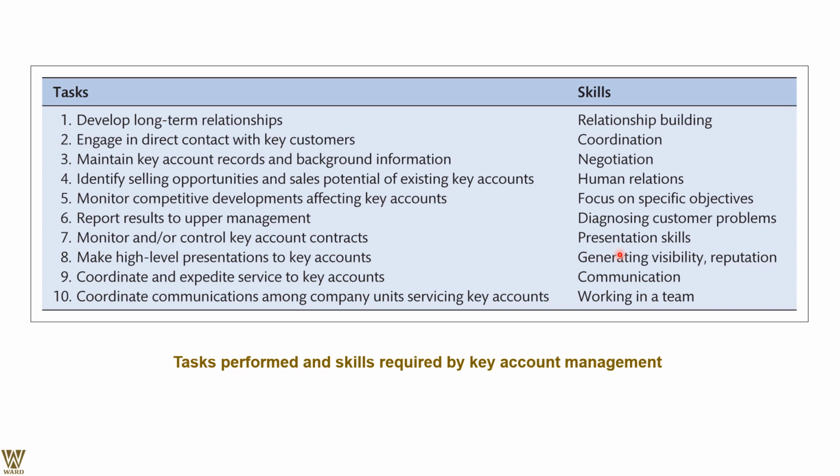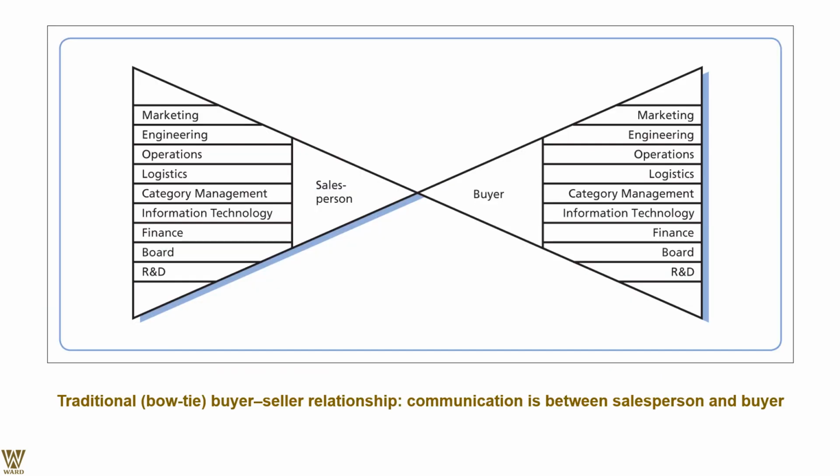Making high-level presentations to key contacts is about generating visibility and reputation, being there at the click of a hand. You are being accessible, you are being presentable. Coordinating and expediting the services of a key account is all about communication and coordination. Communication among company units servicing the key account is about working in a team. Yes, these are the tasks performed and the skills required by KAM, or key account management. Like transactional or traditional selling, remember, marketing, engineering, operations, logistics, category management, information technology, finance, board, and R&D are identical for both salesperson and buyers.